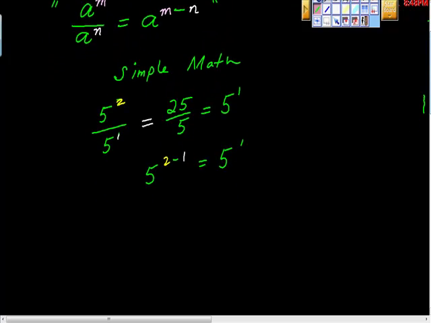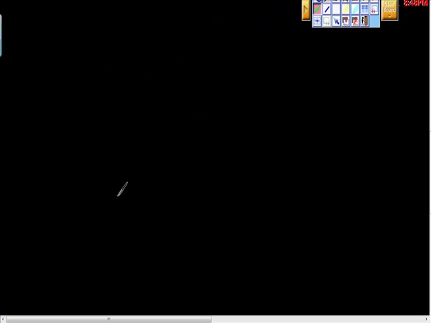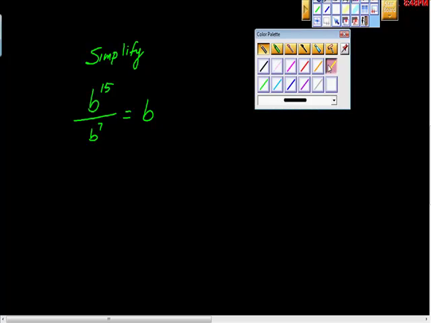An algebraic example of this might look something like this. What does the book offer? The book says it asks us to simplify b to the 15th divided by b to the 7th. Now we already know arithmetically why this works, right? We already know just using simple math why this works. So ask ourselves, is the base b the same as the base b? And it is.